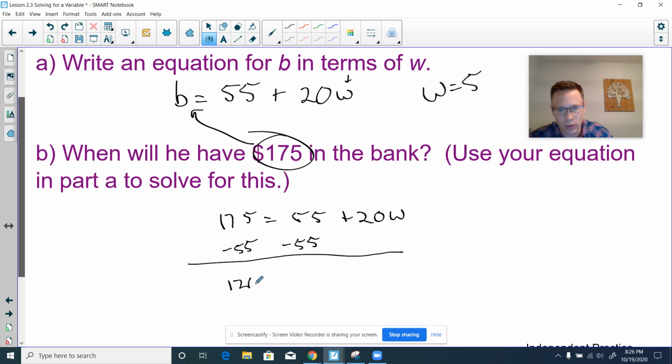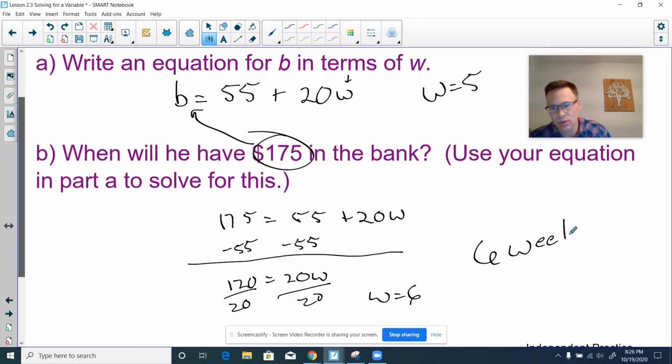That'll leave me with 120 is equal to 20W. And the last thing I'll do is divide by 20. And that'll give me W is equal to 6. So it's going to take 6 weeks to reach that amount of money, $175 in the bank account.